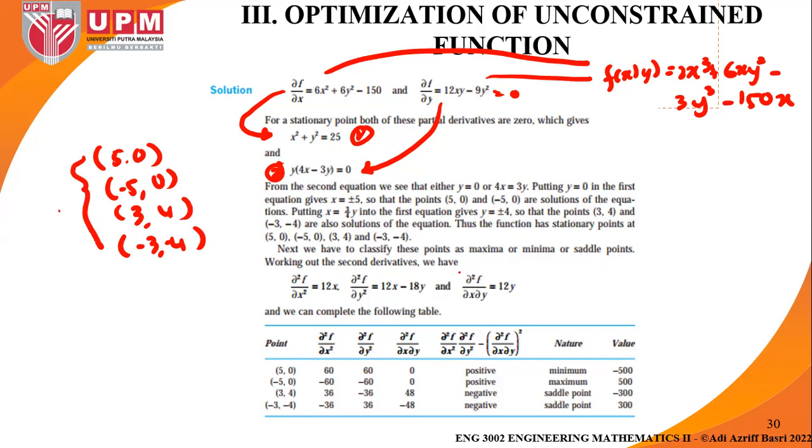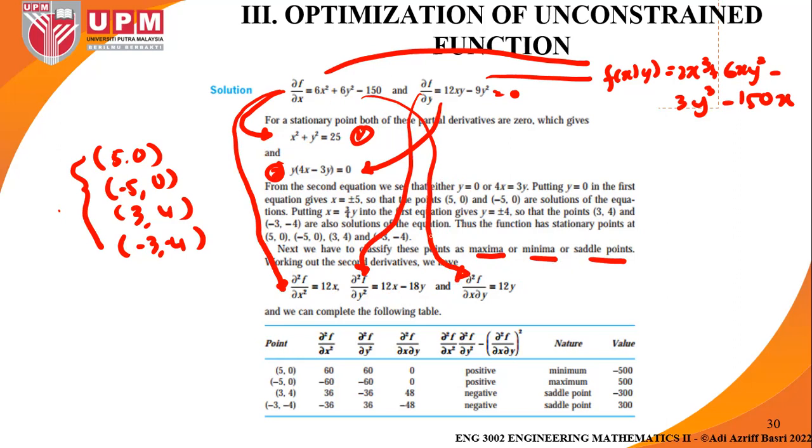Okay. So when we have all these 4 points, what we need to do next is classify each point as a maximum, minimum or saddle point. So we need to take the second derivative of the main function. The second derivative with respect to x becomes 12x minus 18x, and then we derive with respect to y, so we get 12y.